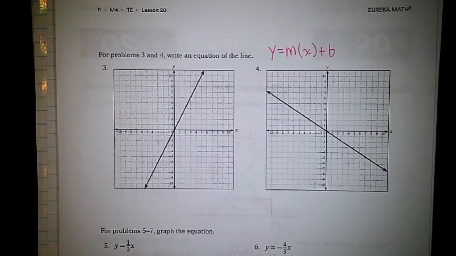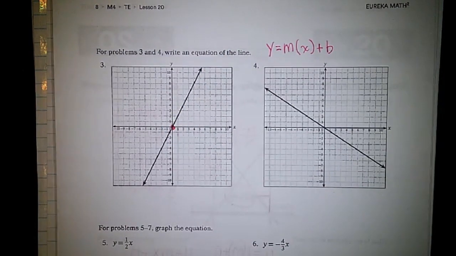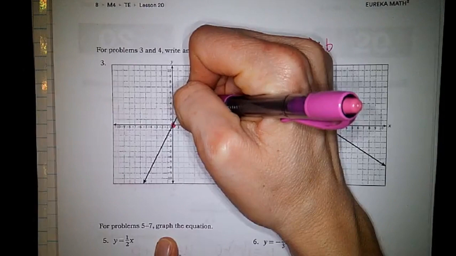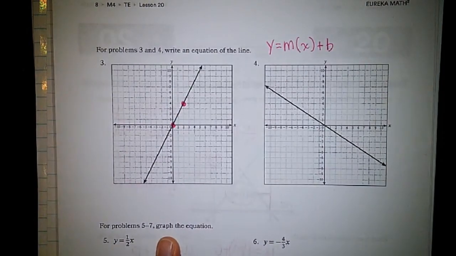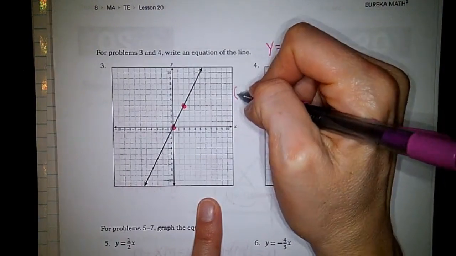So let's find 2 points on our line. Usually it helps if we find a starting point and another point. So where is our starting point on this line? 0, 0. Go ahead and label it. Find me another point on this line. 2, 4. Is everybody okay with that? Okay. So I'm going to go ahead and write my 2 coordinates over here on the side, guys.